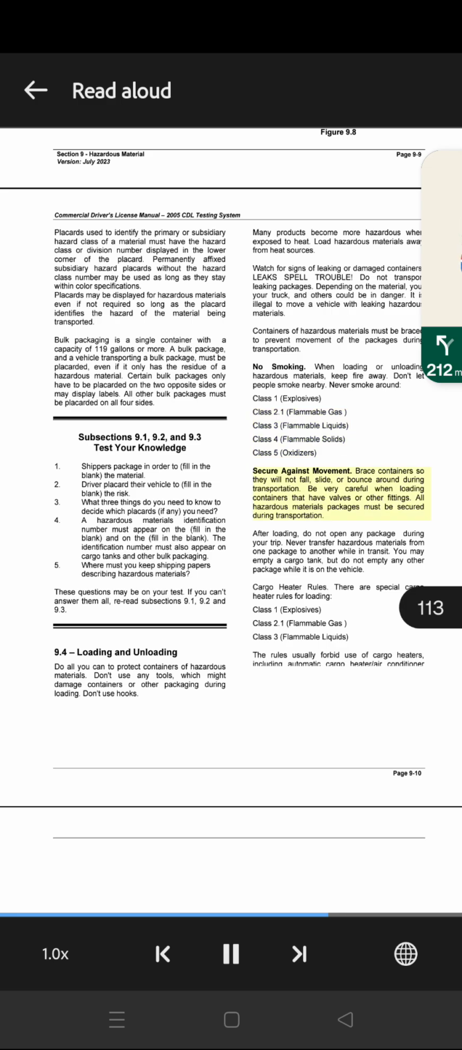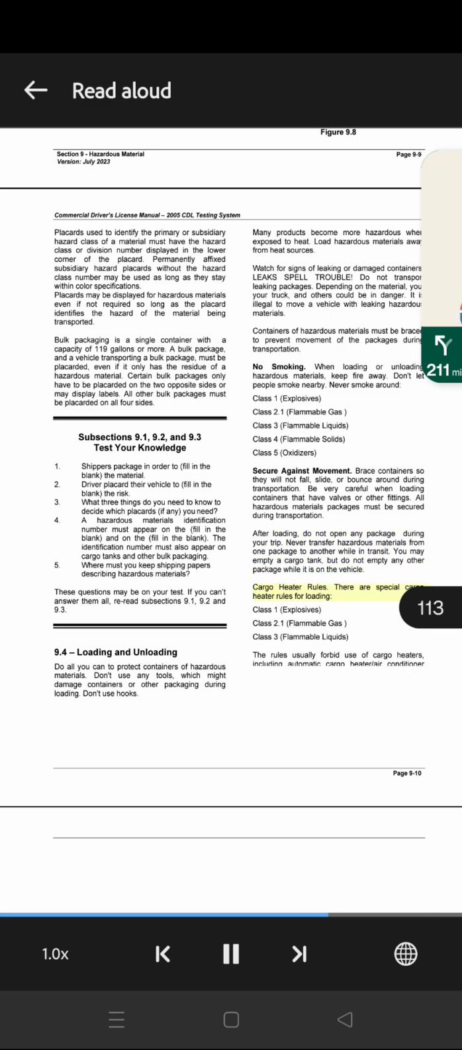Secure against movement. Brace containers so they will not fall, slide, or bounce around during transportation. Be very careful when loading containers that have valves or other fittings. All hazardous materials packages must be secured during transportation. After loading, do not open any package during your trip. Never transfer hazardous materials from one package to another while in transit. You may empty a cargo tank, but do not empty any other package while it is on the vehicle.